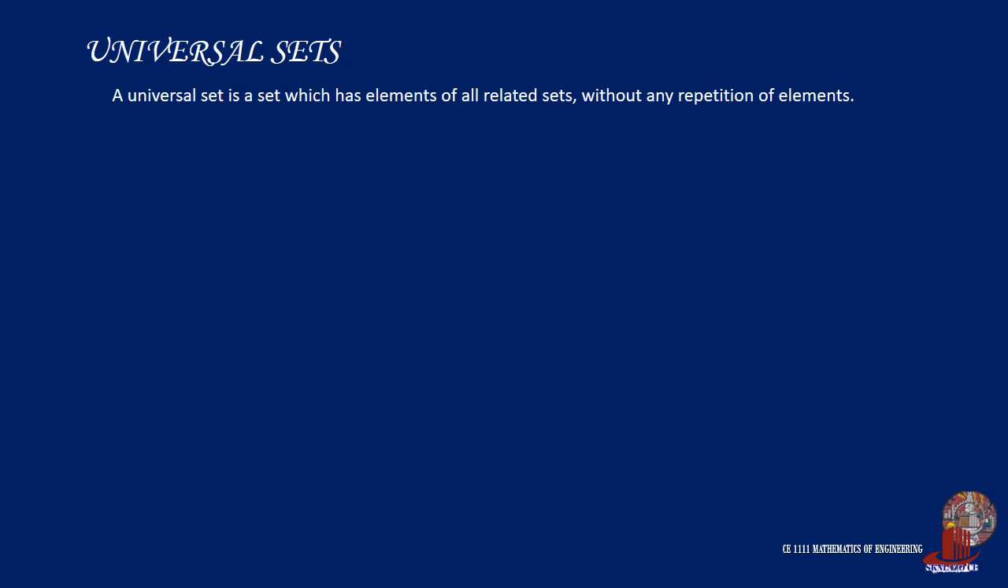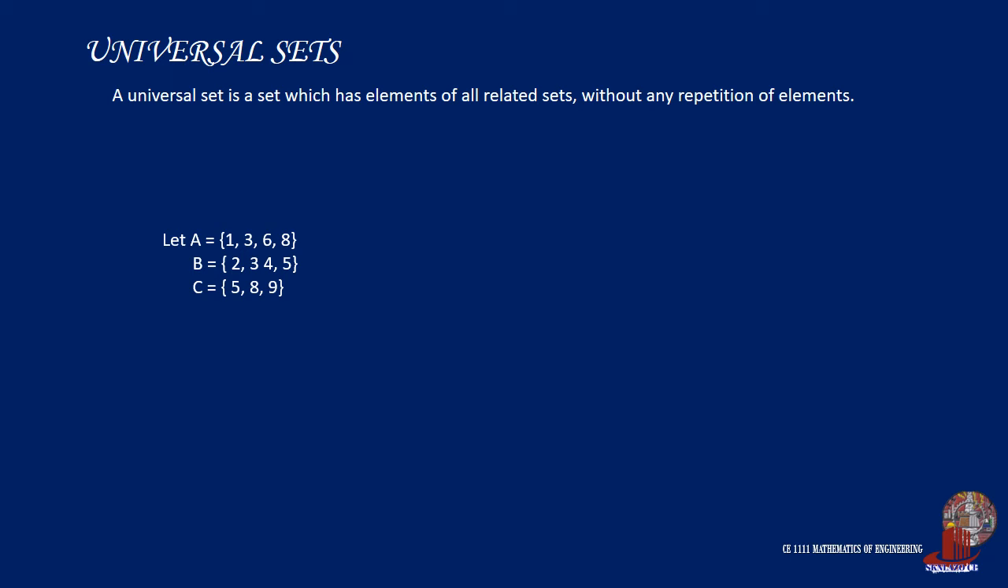Let us say there are 3 sets named A, B, and C. The elements of the sets are defined as A = {1, 3, 6, 8}, B = {2, 3, 4, 5}, and C = {5, 8, 9}. Find the universal set for all the 3 sets A, B, and C.